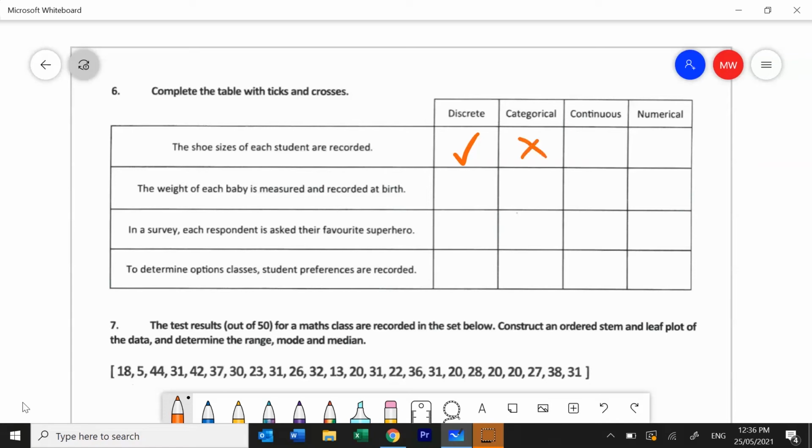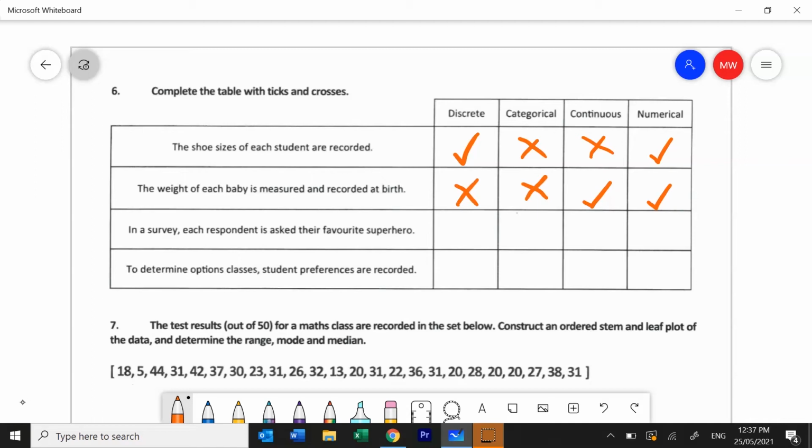It's not categorical, it's not continuous because it's not going to change, and it's numerical because shoes are measured in sizes, which are numbers. The weight of each baby is measured and recorded at birth. Well, we can grow over time, so it's continuous, okay, and it's also numerical because it's measured in numbers, but this information is not discrete and it is not categorical.